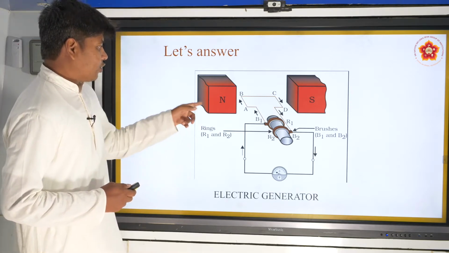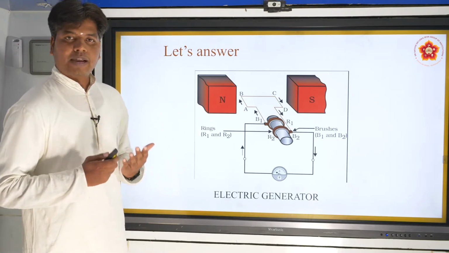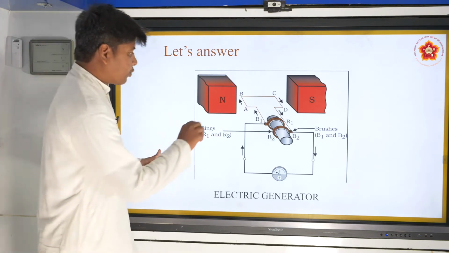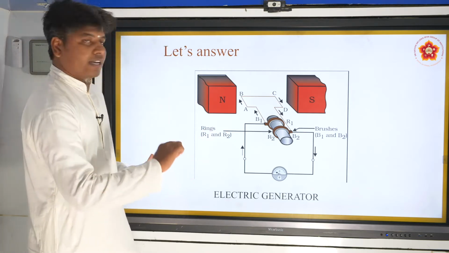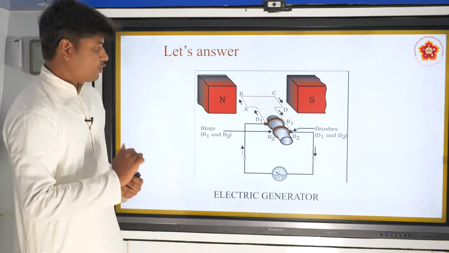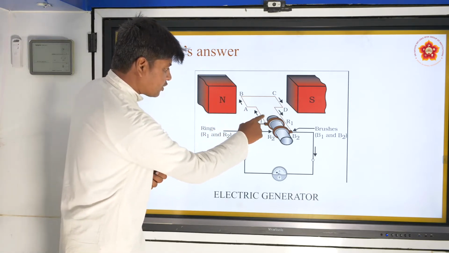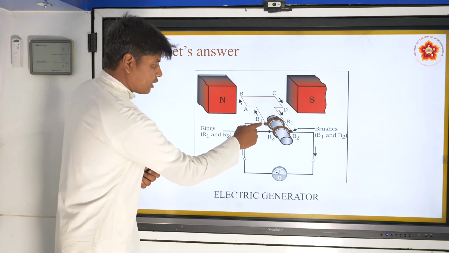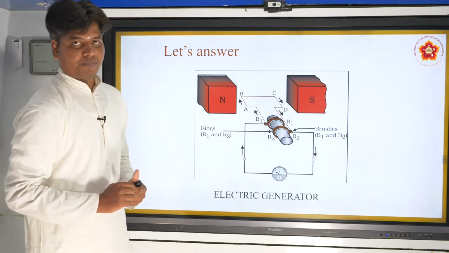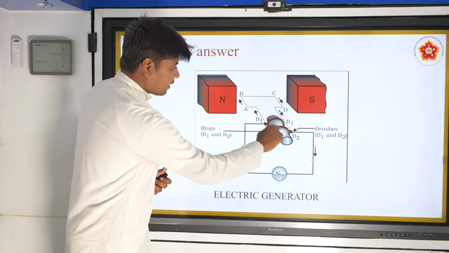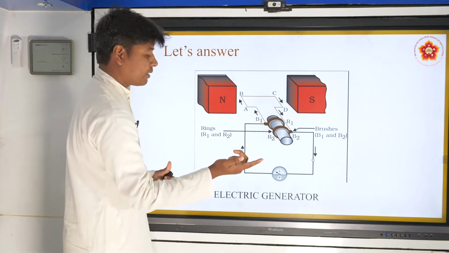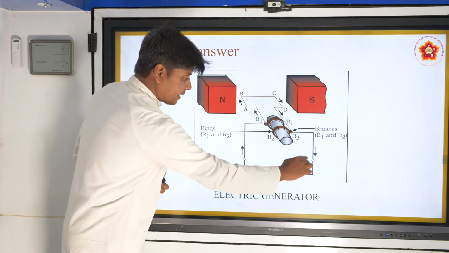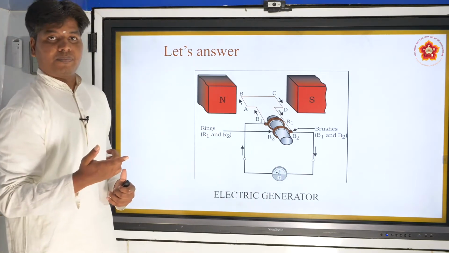As you can see, north pole and south pole, what is the direction of the magnetic field? It goes from north to south. Now let us suppose we are rotating the coil in the clockwise direction. As you know, one segment of the coil is attached to one ring, which we call a slip ring, and that in turn is attached to a brush which is attached to one end of the galvanometer. And the same thing, the other end of the coil is attached to another slip ring, and that is attached to a carbon brush which in turn attaches to another part of the galvanometer, right?